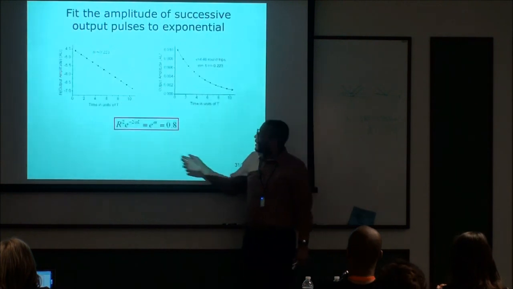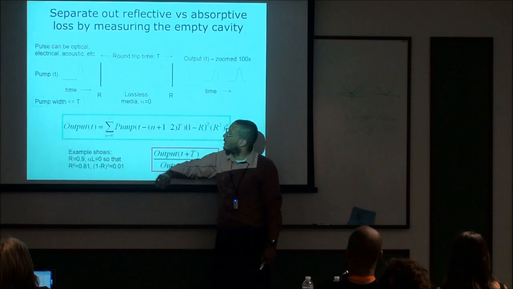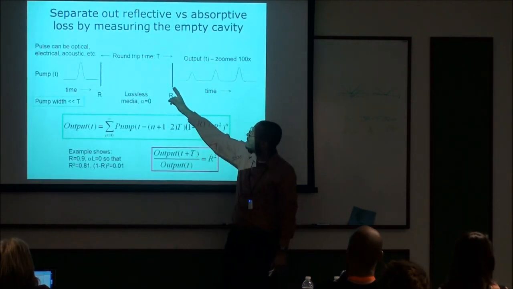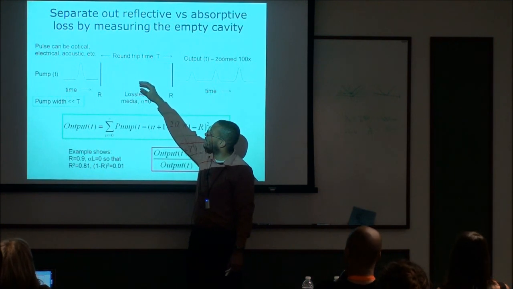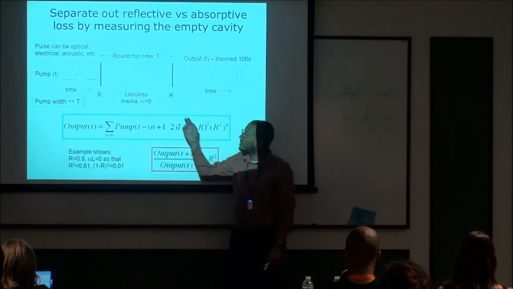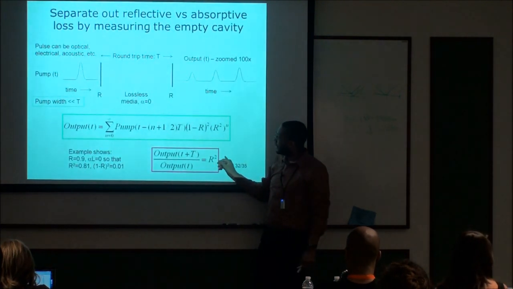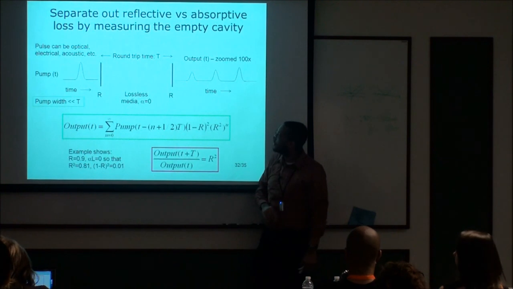Now, in order to figure out the loss part, e to the minus 2 alpha L, and separate it from the cavity, I need to reference this. So I reference it compared to an empty cavity. So I need to build an identical cavity to my test cavity where I don't have any lossy media in it. If I do this, I get the same results, except instead of having that e to the minus 2 alpha L, that term is gone. So this allows me to measure the reflectivity.